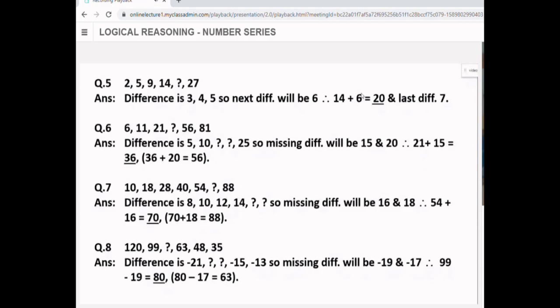So the missing difference is minus 19. Minus 19 plus 2 is minus 17. Therefore, 99 is the number before question mark, minus the difference 19. So 99 minus 19, you will get 80. The difference is not positive this time. The difference was negative. The difference can be positive. The difference can be negative. And the difference was increasing by 2. Minus 21 plus 2 is minus 19. Plus 2 is minus 17.